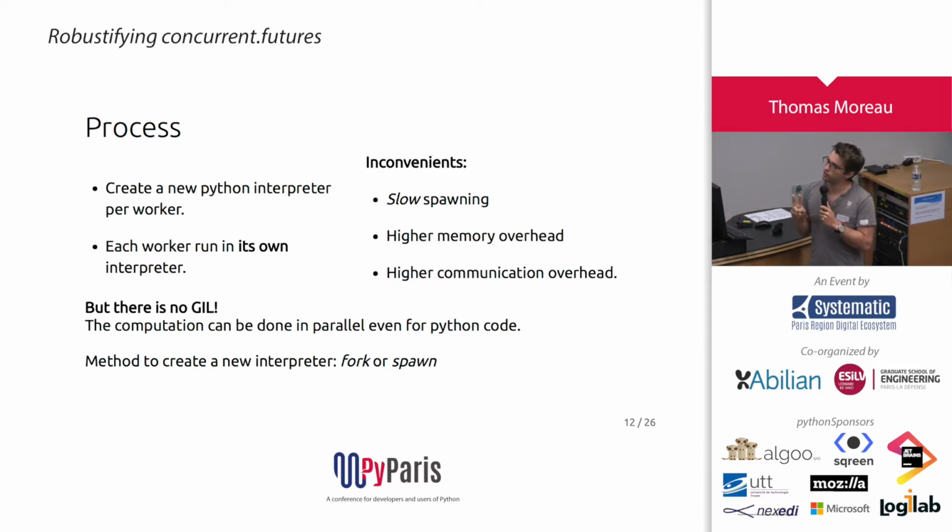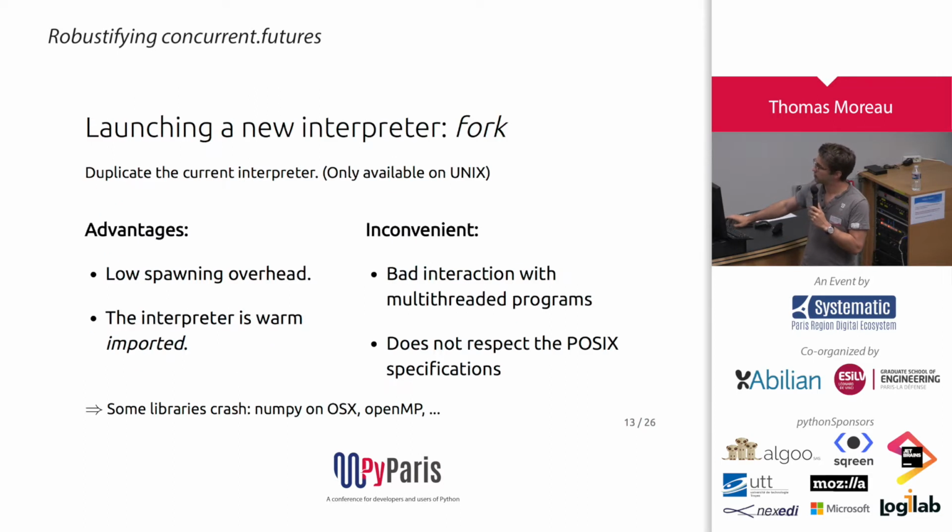So there are two methods to create a new interpreter. The first one is called fork and the other spawn, and I will just give you some hints on what is happening. When you're launching a new interpreter using fork, what you're actually doing is duplicating the current interpreter. You just launch a new interpreter that will have the exact same environment as the interpreter you forked, at the time you used the fork primitive.